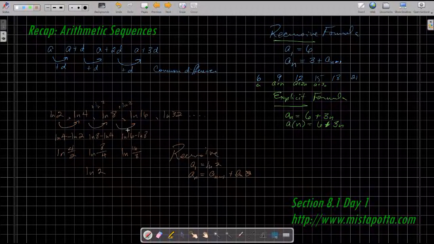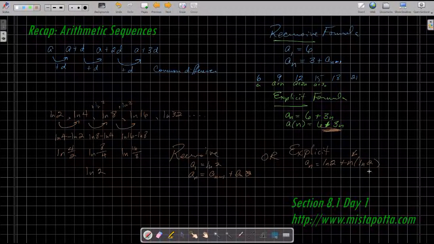So I can think of this from a recursive standpoint, or I can think of this from an explicit standpoint. So I can think of this where my formula a sub n is really going to be my first term, natural log of 2, plus n times my common difference, which is the natural log of 2. In other words, the same way we thought about it here, except now the property of logarithms comes into play.